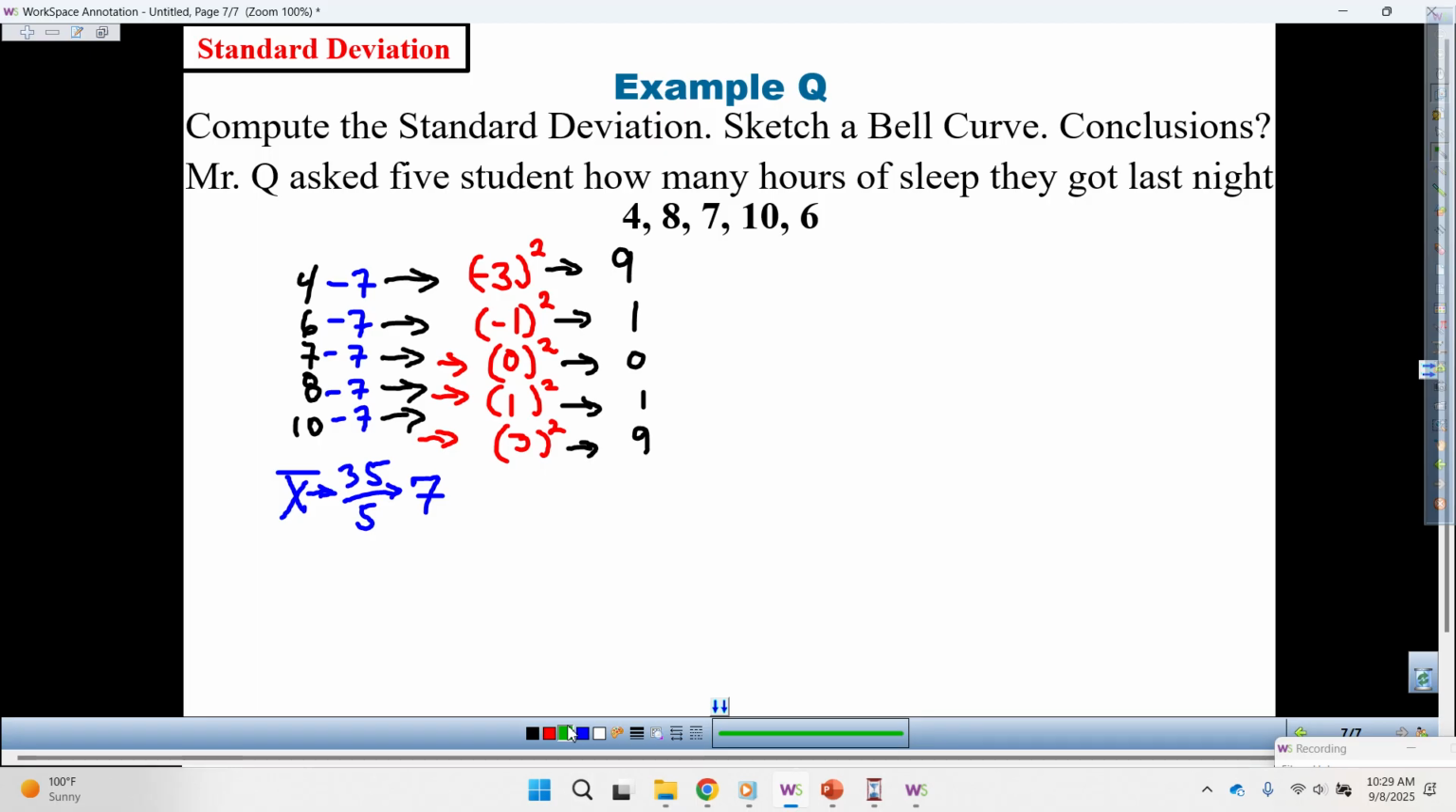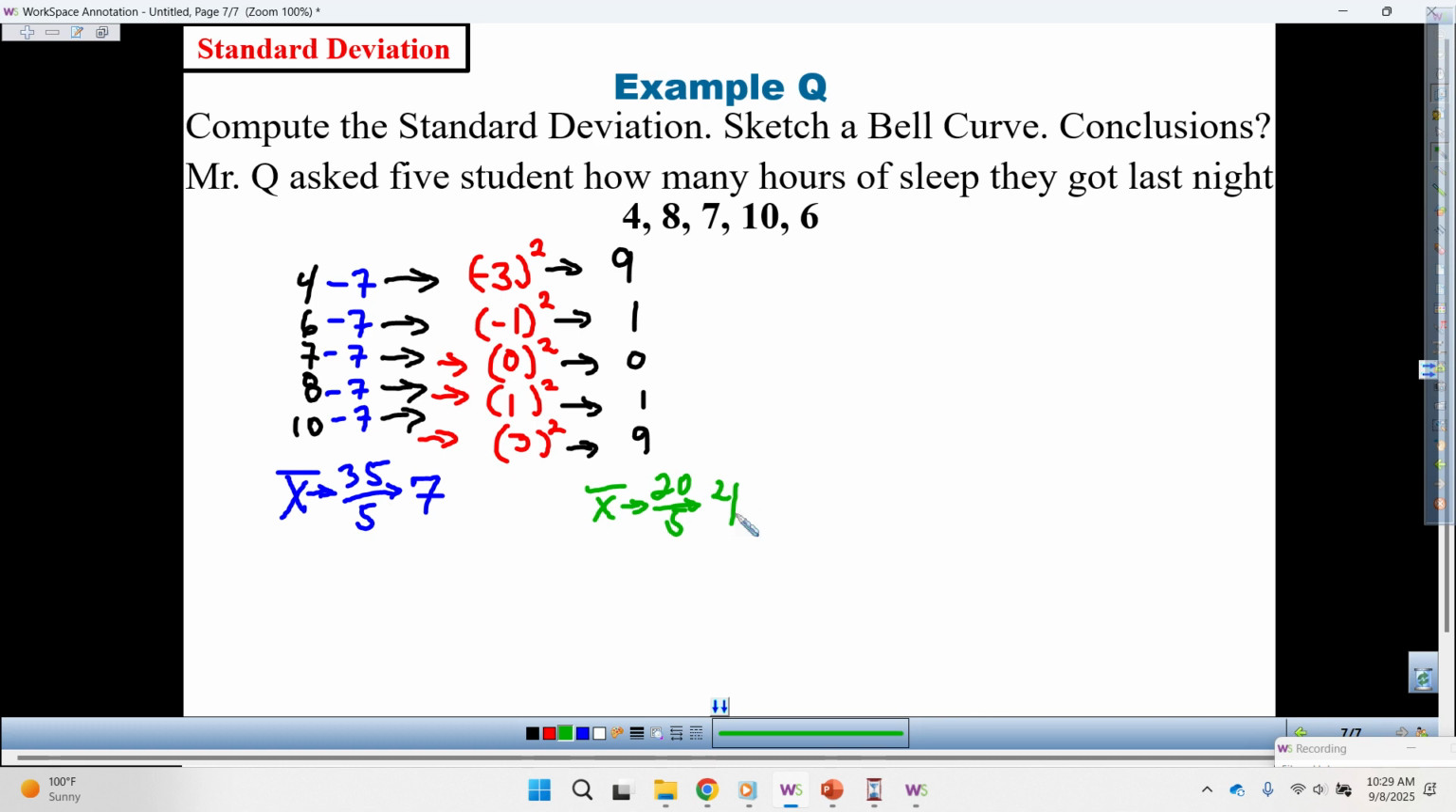All right, looks like Camila's got it. Very good, Camila. Let's go with Jake. What do we do next with those numbers? Find the mean. 9 plus 1 plus 0 plus 1 plus 9, that's 20 divided by 5, so my mean is 4.